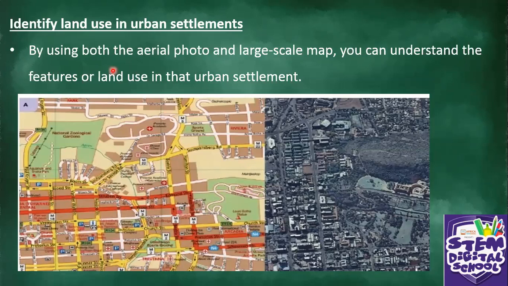So we're able to identify how land is used, in other words, the zones in urban settlements, by using what? Aerial photographs. So by using both the aerial photo and the large scale map, you can understand the features or land use in that urban settlement.